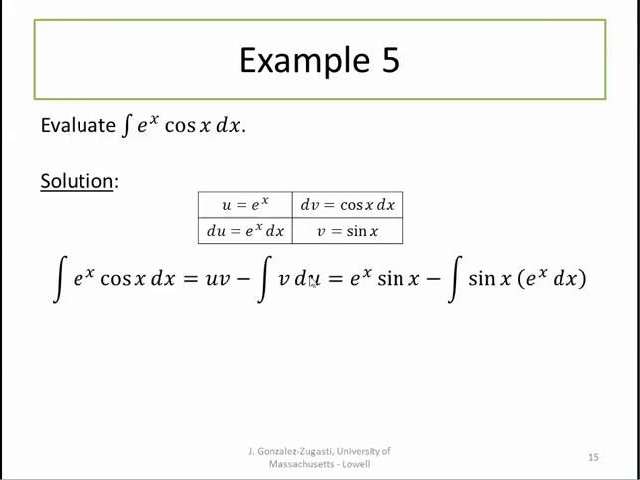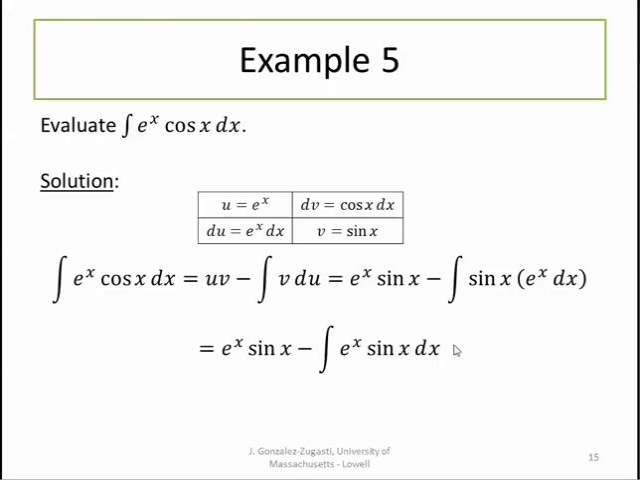and that gives us that the integral of e to the x cosine x is equal to e to the x sine x minus the integral of sine x e to the x dx. Alright, since the integral of e to the x sine x dx is similar to our original integral, it seems that nothing has been accomplished. But let's go ahead and integrate this new integral by parts.